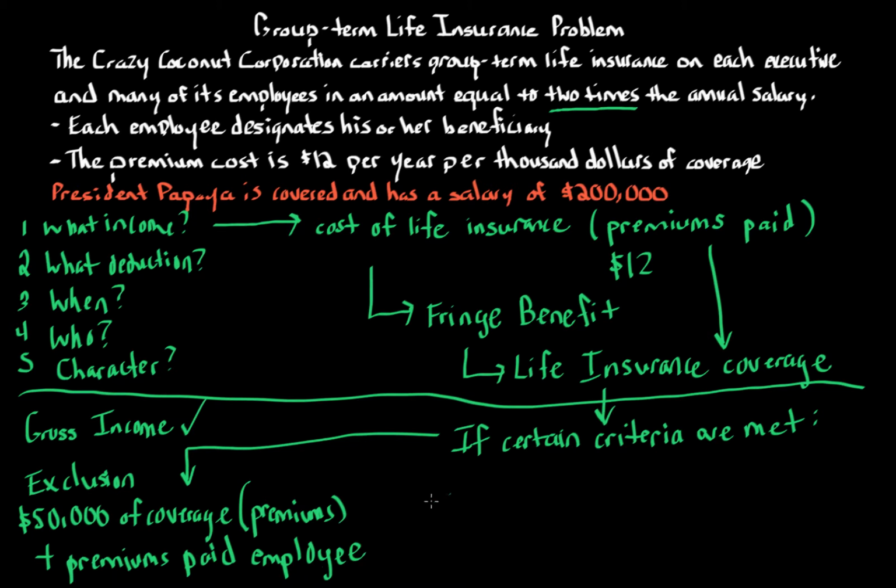Now that's only if certain criteria are met. In order for this exclusion to take place, the recipient must be an employee of the corporation. And do we have that here? Yes. President Papaya is an employee. The next requirement is that the benefit be in the form of group term life insurance. Group term life insurance deals with a group of employees under a specific plan, and we have that here because the Crazy Coconut Corporation carries group term life insurance on each executive and many of its employees.